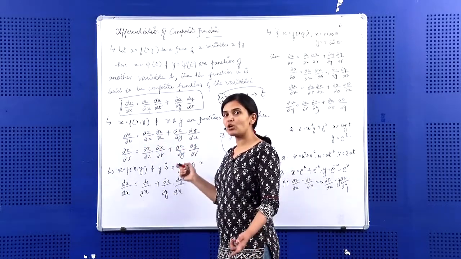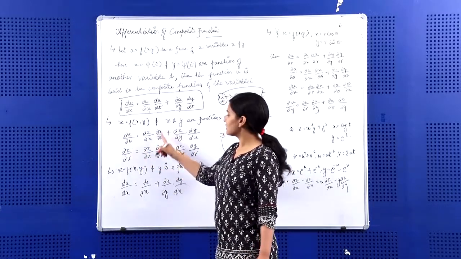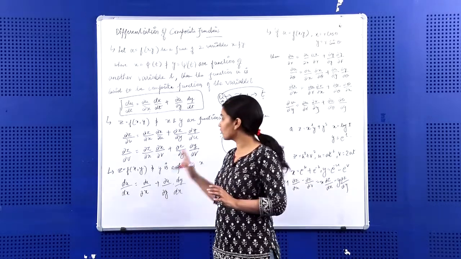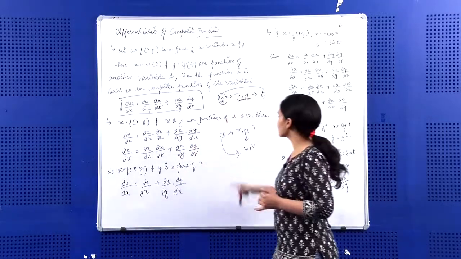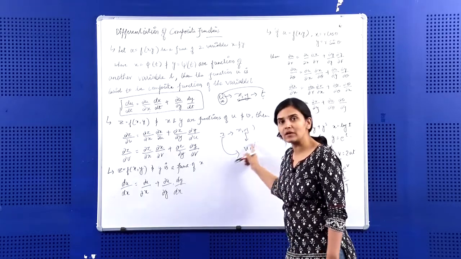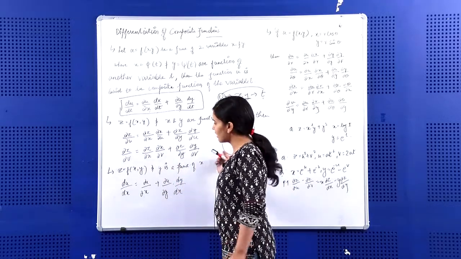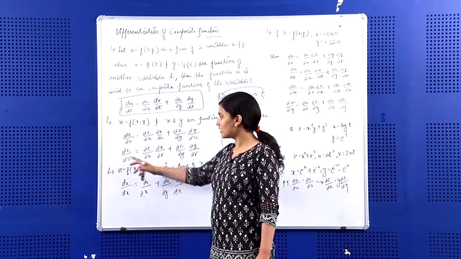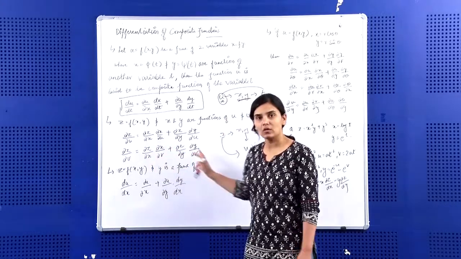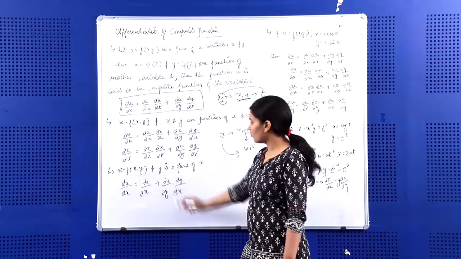X depends on, for the first case, x and y depend on u, therefore del x by del u, del y by del u. Here we are using del everywhere, because z is depending on two variables and x is also depending on two, y is also depending on two. So, we will use just partial derivatives. The same thing is for v, del z by del v, where z is depending on x and y and x and y are depending on v.